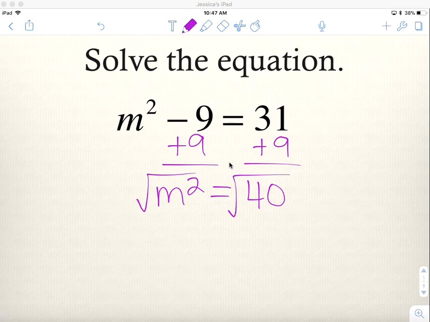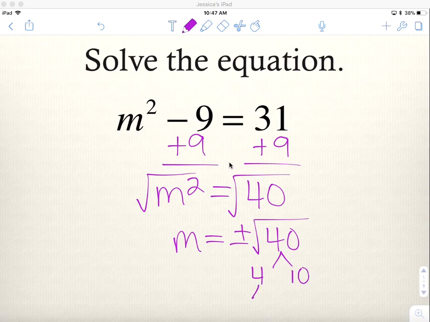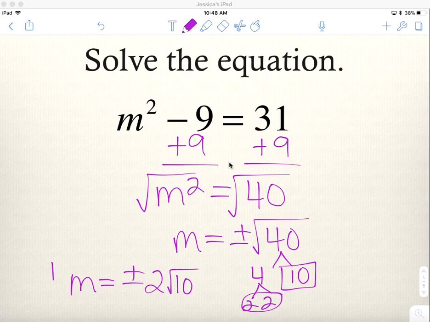You cannot take the square root of 40, but you can simplify it. The biggest perfect square that will go into 40 is 4. 4 times 10. And the square root of 4 is 2. So this simplifies to plus or minus 2 square root 10. If you try to break down 10, you get 2 and 5, so you're not going to get a pair. The 10 is going to stay underneath the square root.